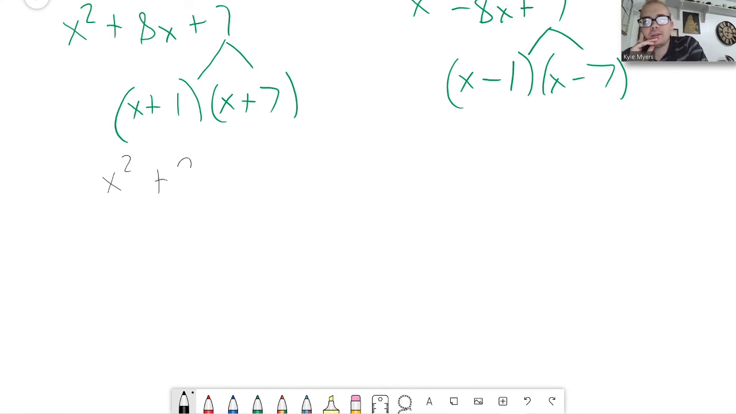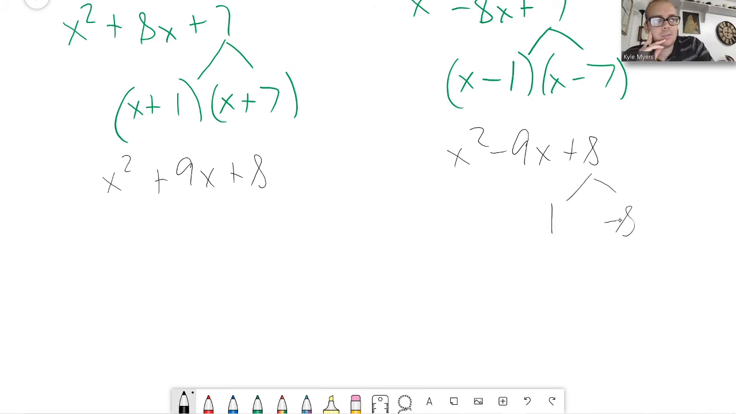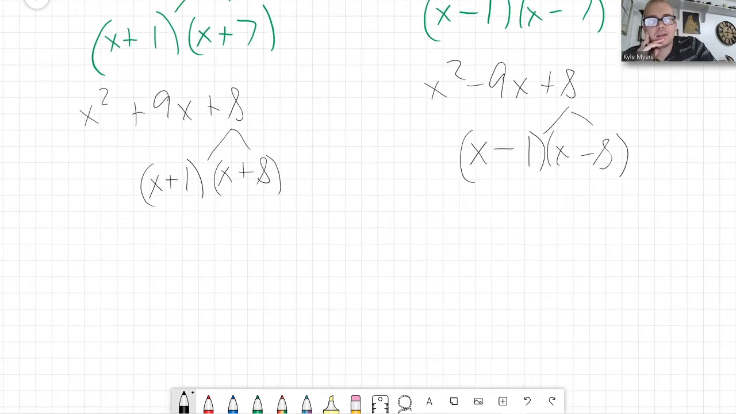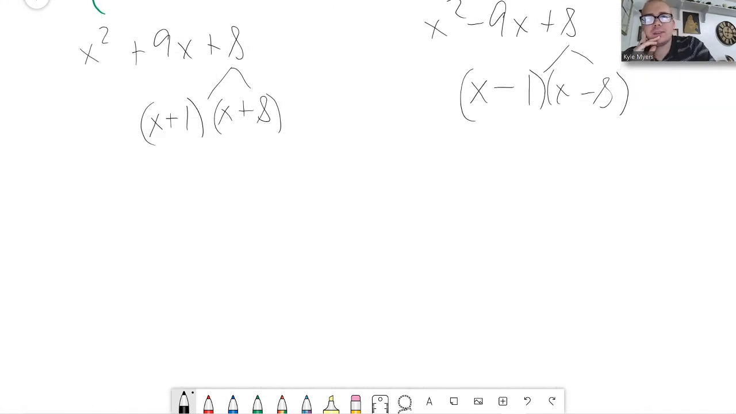x squared plus 9x plus 8 is up. x squared minus 9x plus 8. 1 and 8 minus. Okay, and then 1 and 8 plus. There we go. 8 is not just 1 times 8, though. It is also 2 times 4.